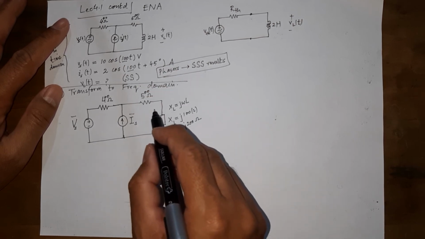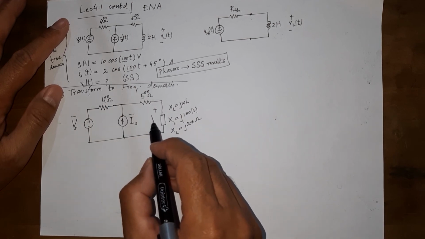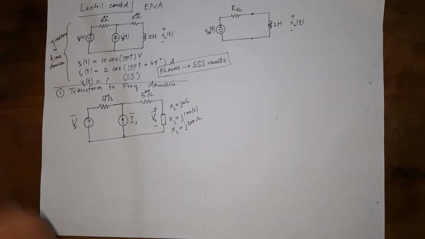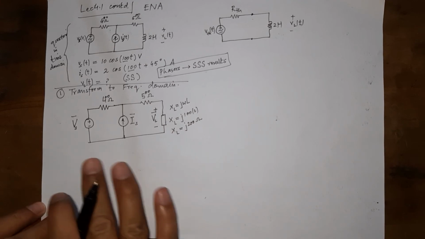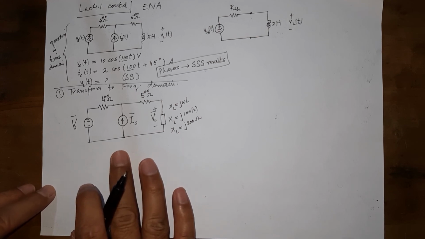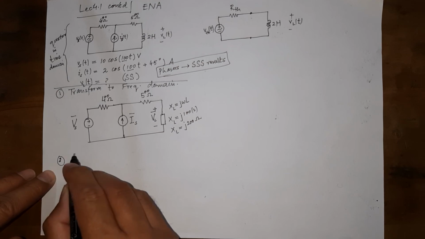So what were we to find? We were to find this VL(t). The result will also become capital VL. Now it is the phasor VL that we are interested in finding. This is a transformation to the frequency domain. We have not done any analysis or solution, but we have just transformed it to the frequency domain. The second step is solution.